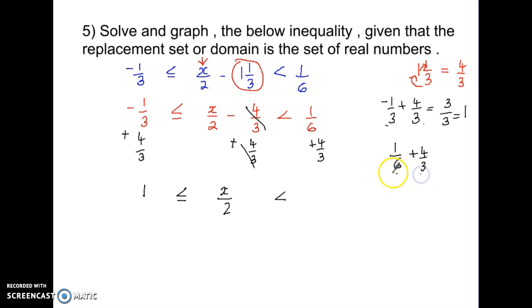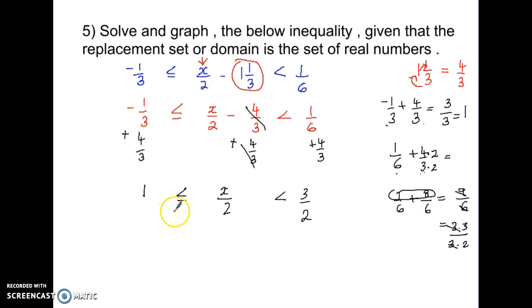Since the denominators are not the same, let's make them the same by multiplying the numerator and denominator of this fraction by 2. So we get 1 over 6 plus 4 times 2 is 8 over 3 times 2 is 6. Now the denominators are the same. So 1 plus 8, we can combine that and make it 9 over 6. As we reduce 9 over 6, they can be reduced by 3 because 9 is 3 times 3 and 6 is 3 times 2. So we reduce that as 3 over 2.